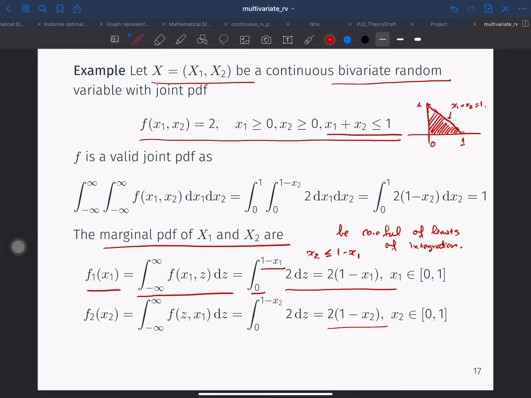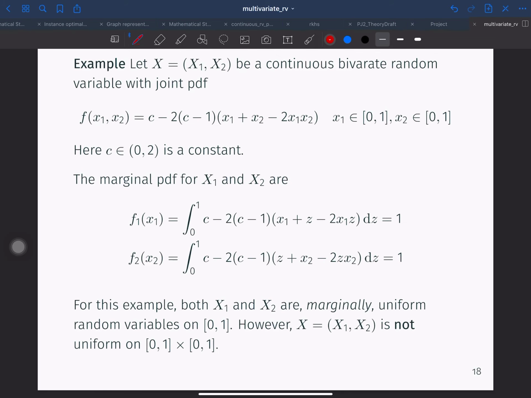this marginal PDF for x2. So once again, for this kind of problem, you just have to be careful of the limits of integration. So it maybe pays dividends to draw out the region of the definition for the joint PDF.